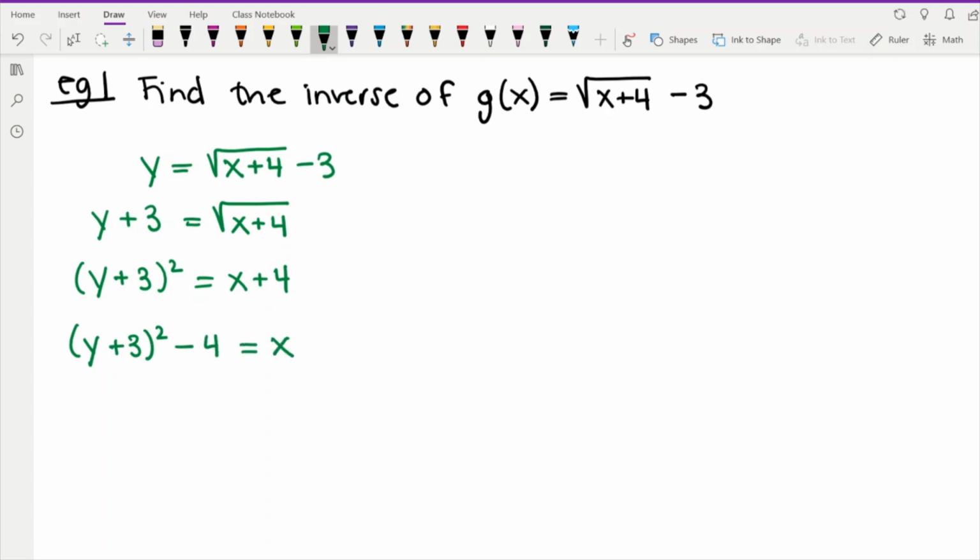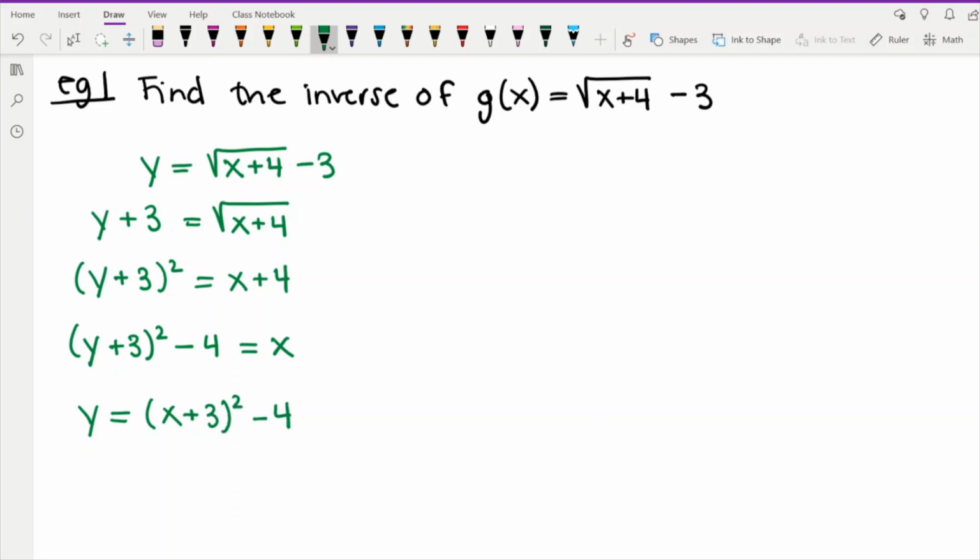And so by the way, notice again that we're reversing the steps, right? The original function, you added 4, took the square root, subtracted 3. Here we added 3, we squared, and then we subtracted 4. So it's already kind of doing it for you. It's reversing the steps for you. And so our next thing we need to do is switch the roles of x and y. And I'm also going to switch the direction that it's written. So I'm going to rewrite it as y is equal to x plus 3 squared minus 4.